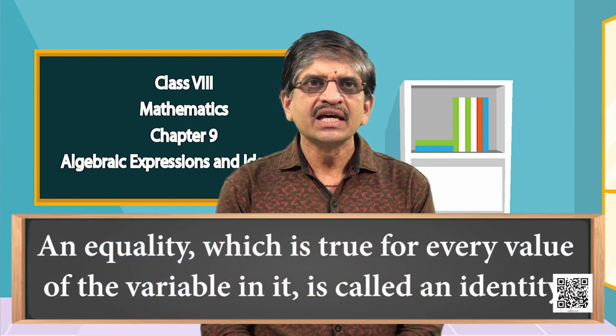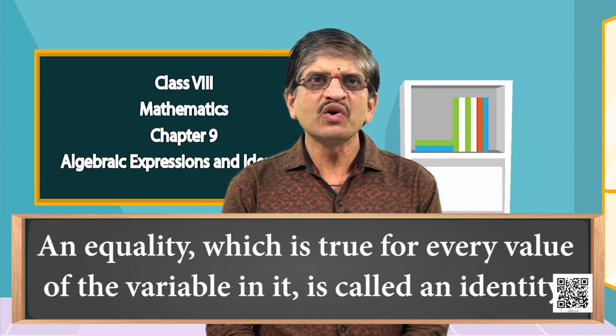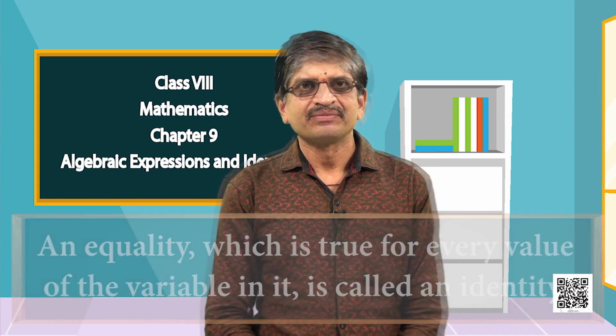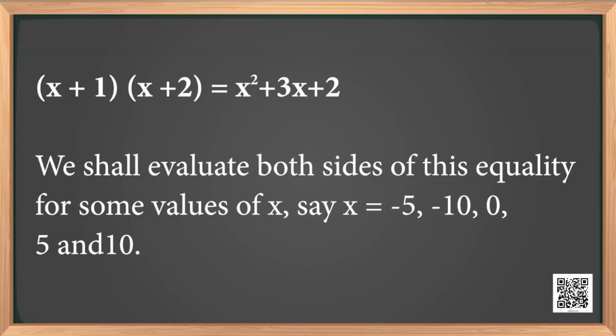What is an identity? An equality which is true for every value of the variable in it is called an identity. Let us consider this equality. (x plus 1) times (x plus 2) is equal to x square plus 3x plus 2. We shall evaluate both sides of this equality for some values of x. Say x is equal to minus 5, minus 10, 0, 5 and 10.